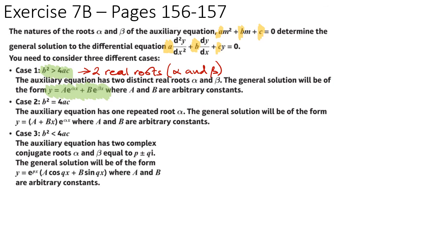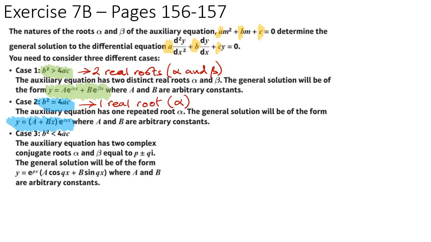When we have b squared minus 4ac equals 0, or b squared equals 4ac, in this case we'll just have one real root, or one repeated root, which we'll call alpha, and if that one root is alpha, then the general solution is going to look like this.